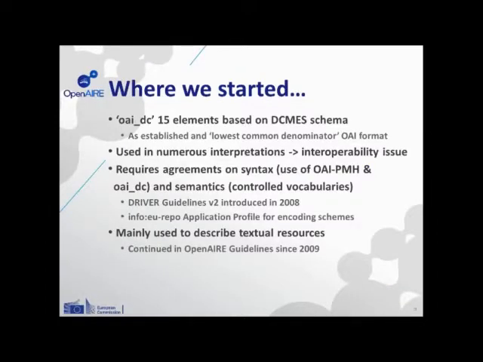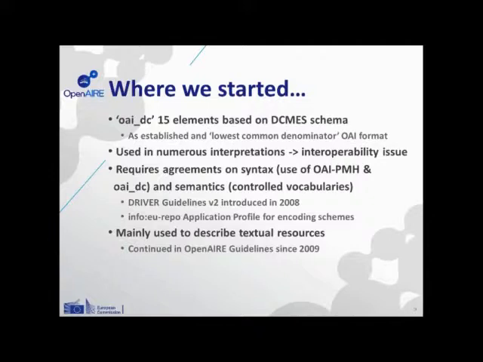So the starting point of the guidelines we have now is actually 7 or 8 years ago with another EU project, DRIVER, that was running from 2006 to 2008. And at that time, OAI-DC, the Simple Dublin Core, was the most established metadata format and introduced as the lowest common denominator in the OAI community. But it has a number of interoperability issues because it allows numerous interpretations of how to put values in the elements, and so it was required to agree on some kind of syntax, meaning how to use the protocol and how to use the metadata values, and agreements about controlled terms.